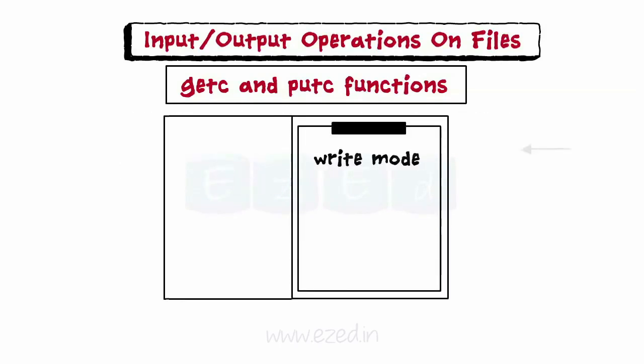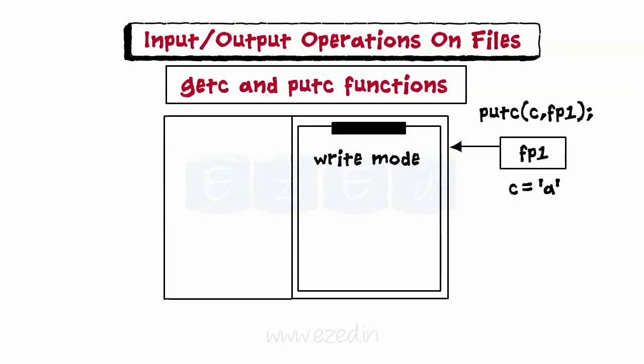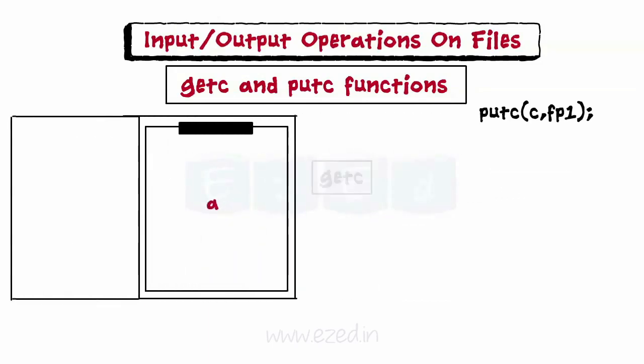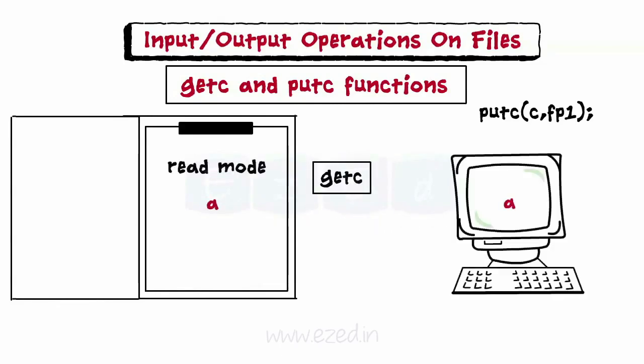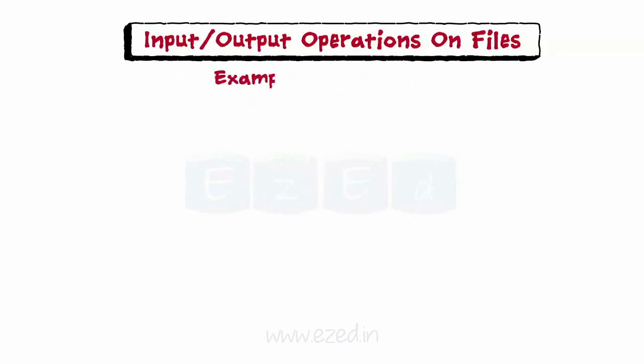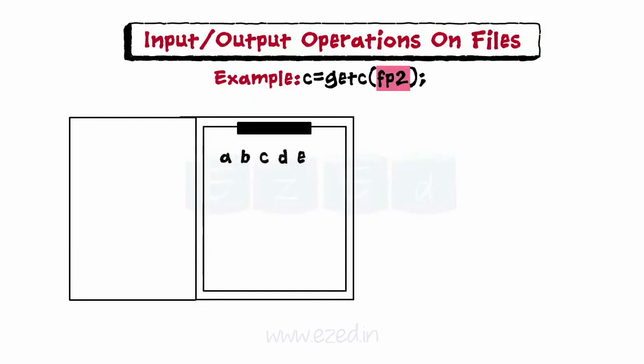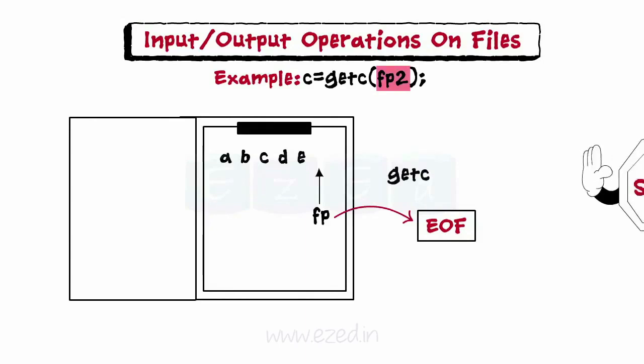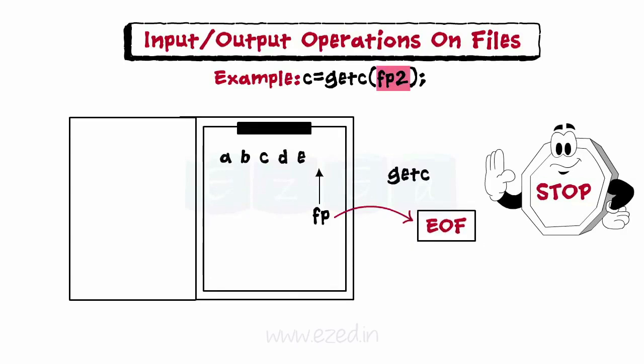Assume that a file is opened in w mode with file pointer fp1, then the statement putc(c, fp1) writes the character contained in the character variable c to the file associated with file pointer fp1. Similarly, getc is used to read a character from a file that has been opened in read mode. For example, c = getc(fp2) would read a character from the file whose file pointer is fp2. The file pointer moves by one character position for every operation of getc and putc. The getc will return an end of file marker EOF when the end of file has been reached. Therefore, reading should be terminated when EOF is encountered.